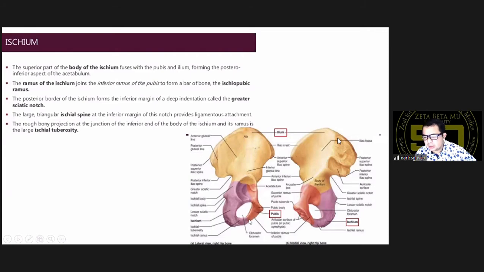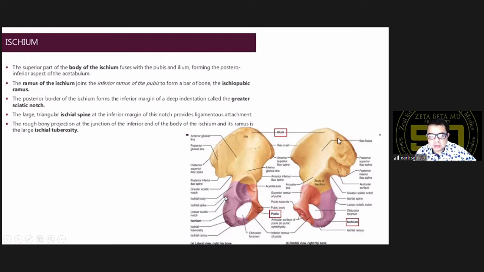It's actually hard to demarcate between the two, so just one bone, the ischiopubic ramus. Now, the posterior border of the ischium forms the inferior margin of a deep indentation called the greater sciatic notch. So this is your greater sciatic notch, the posterior border of the ischium. The PIIS is your superior margin. The posterior border of the ischium forms the inferior margin. Inferior, superior.